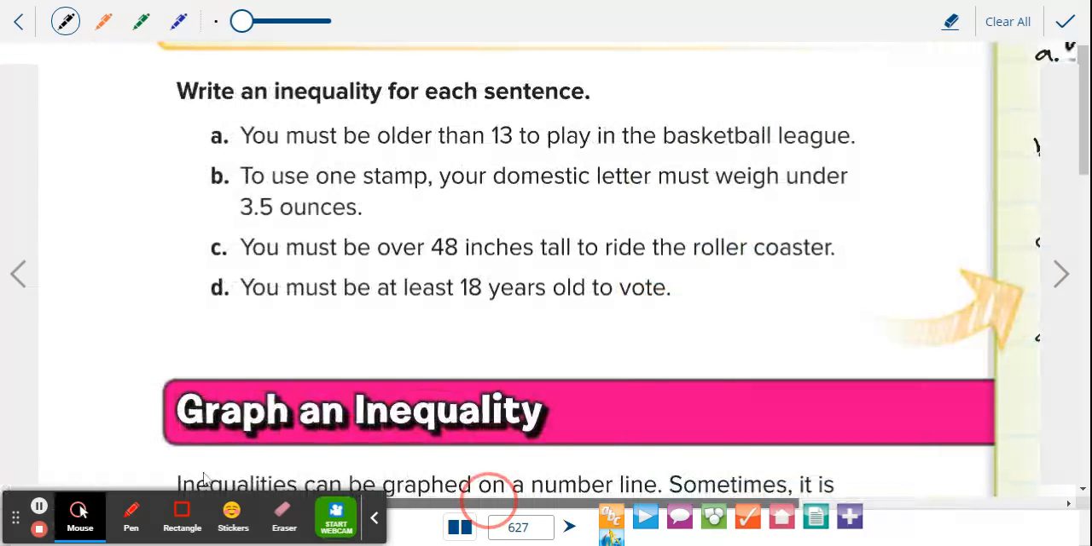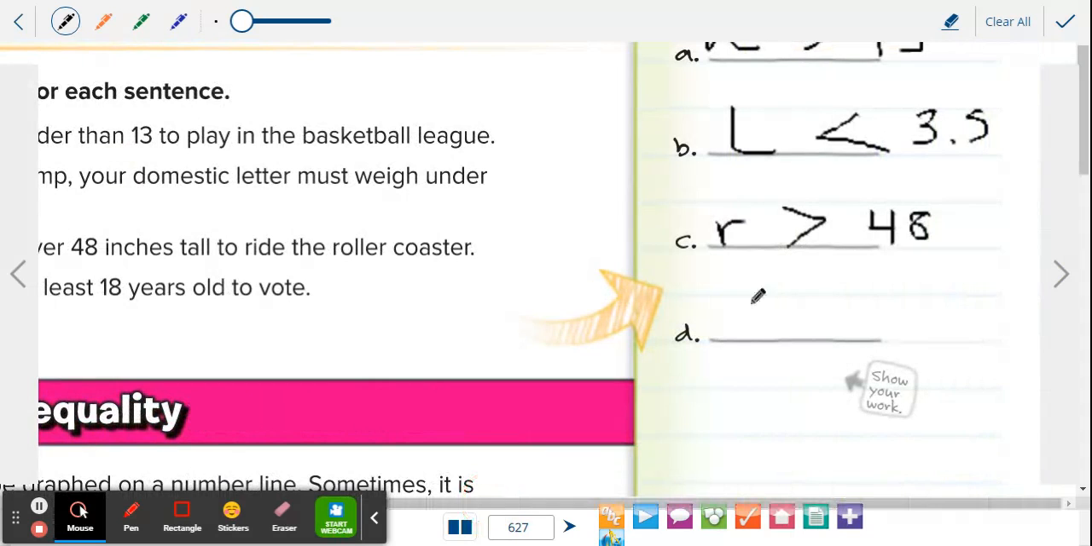And the last one here, you must be at least 18 years old to vote. So I'm going to go A for age again. We got 18. Okay, so if it must be at least 18, Hunter, what are we going to put? Greater than or equal to. Good, because you can be 18 years old or anything above it. So it can be 18 or anything above. Any number 18 and above will work for this inequality. That's what you're writing these for, to figure out what numbers would actually work.